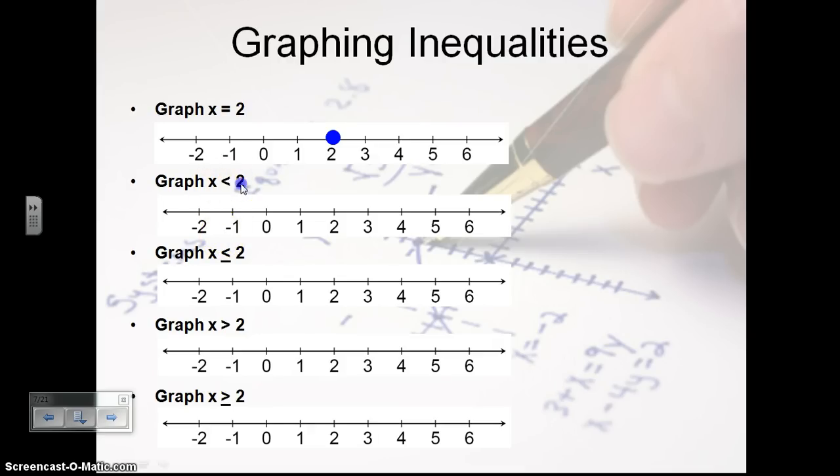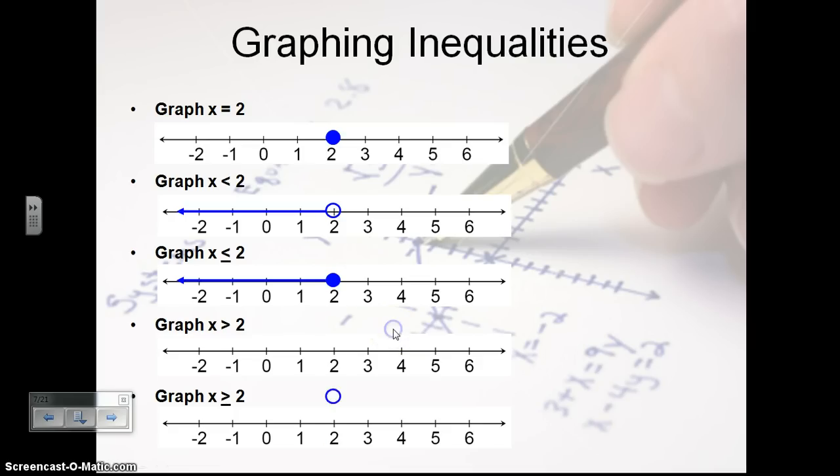X is less than 2, so we're going to do an open circle, and we're going to shade to the left, because everything less than 2 is going to be included in that. X is less than or equal to 2. Since it's equal to, we're going to put a closed circle, and we're going to shade to the left again.